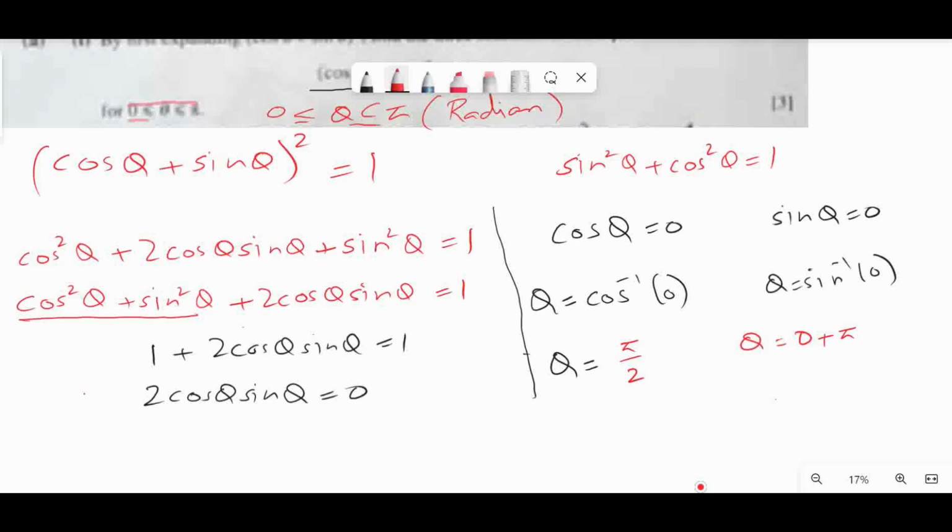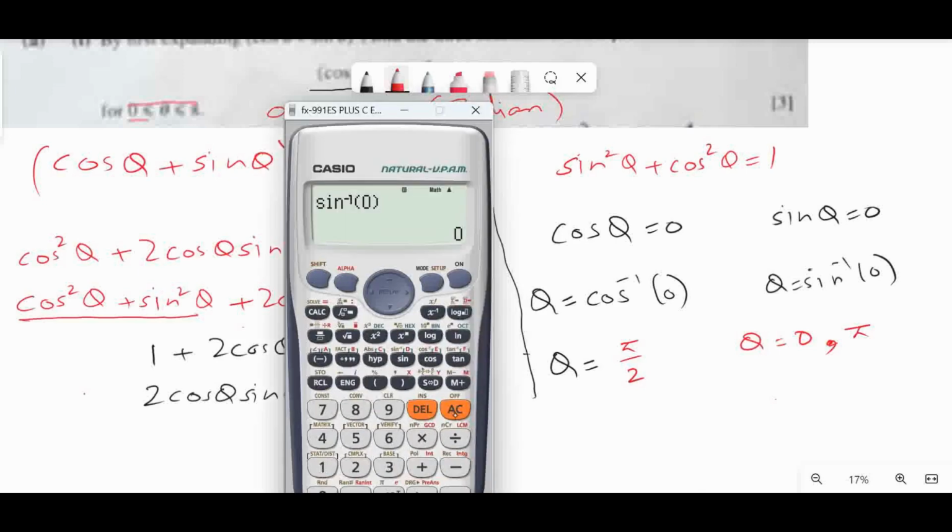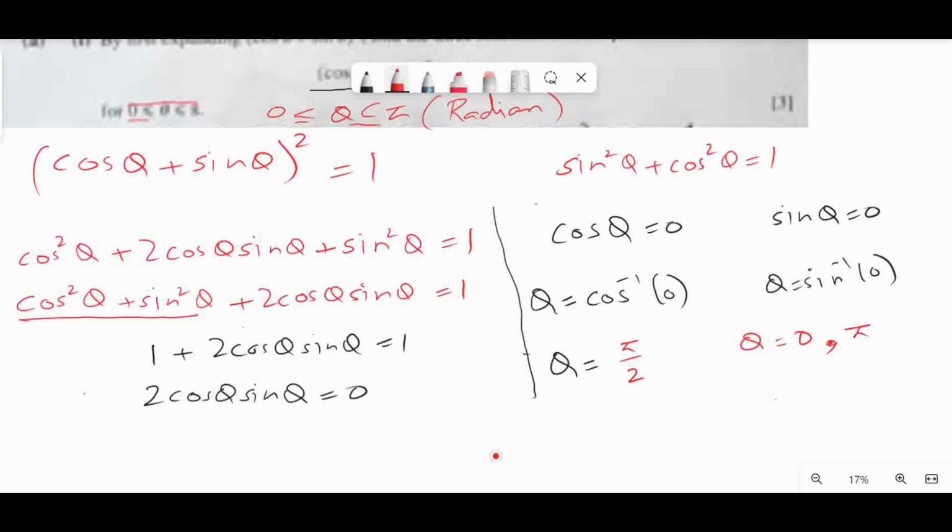So here this is the first solution, let me write it separately. The first solution will be 0, the second one will be pi. It is in the given range, so we can include these two. But let's see the pi over 2. So shift pi divided by 2 plus pi, so it will be equal to what? 3 by 2 pi. So 3 by 2 pi is out of this range, so we will not include this one.